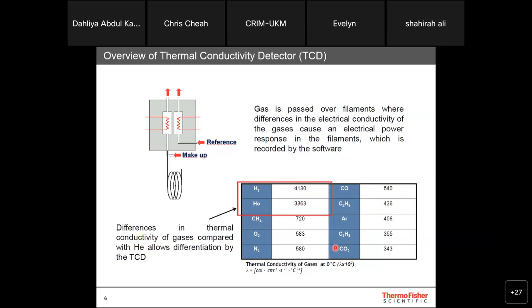How about hydrogen? I purposely highlight these two numbers because hydrogen is about 4,000, so it's only a little bit different. And this is why if we determine hydrogen, it will be at a high ppm level.